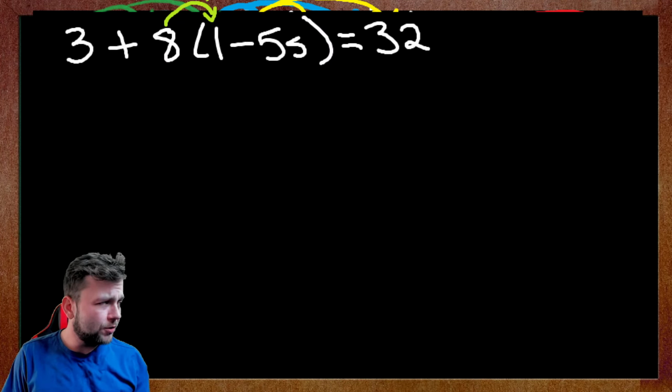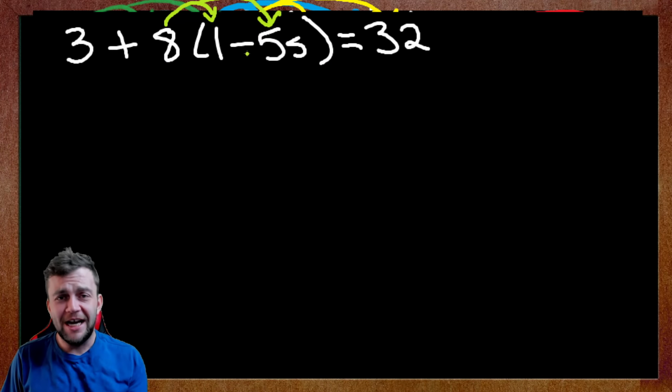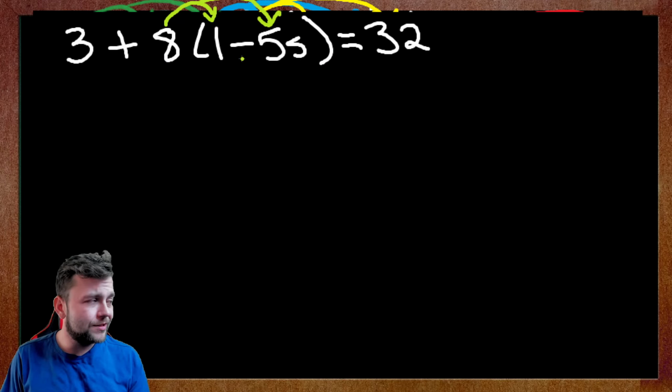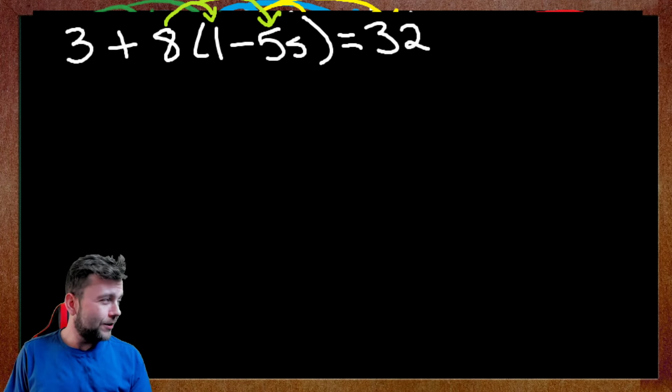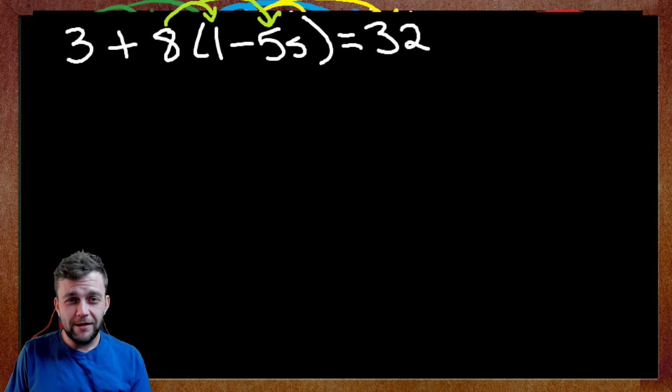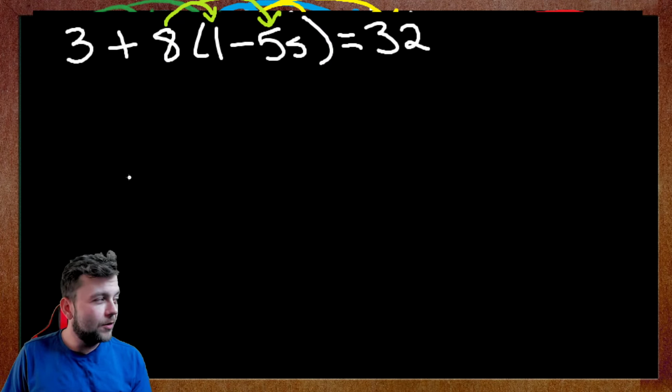8 is being distributed through the parentheses. So what does that mean? It means you're passing the 8 around like it's a good friend. So, what is 8 times 1? I know you know that. 8 times 1 is 8.